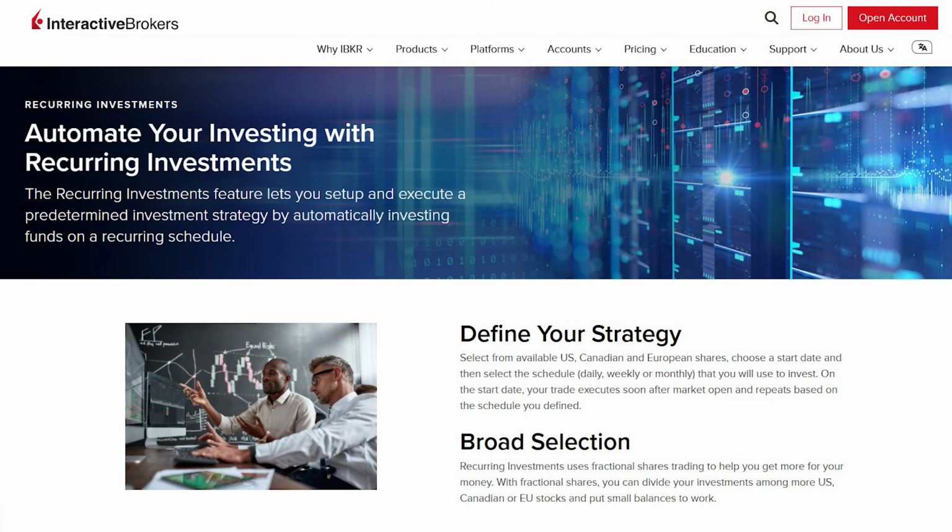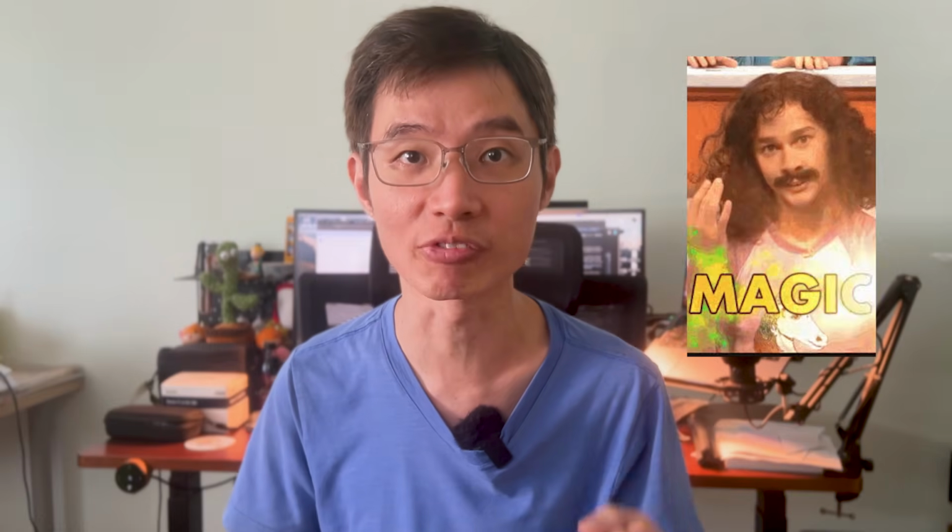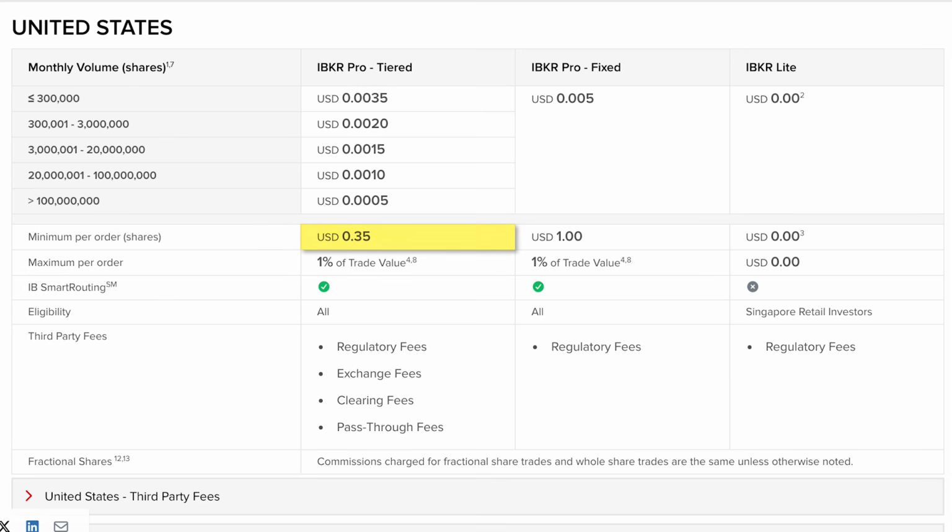Interactive Brokers has this very useful feature called the Dividend Reinvestment Plan, or DRIP, which automatically helps you to reinvest your dividends and, by doing so, activate the magic of compounding. However, given that IBKR charges a minimum of 35 cents per trade, wouldn't DRIP be not worth it? If it reinvests your $10 dividend, wouldn't you be paying the equivalent of a 3.5% fee, which is super expensive? The short answer is no.